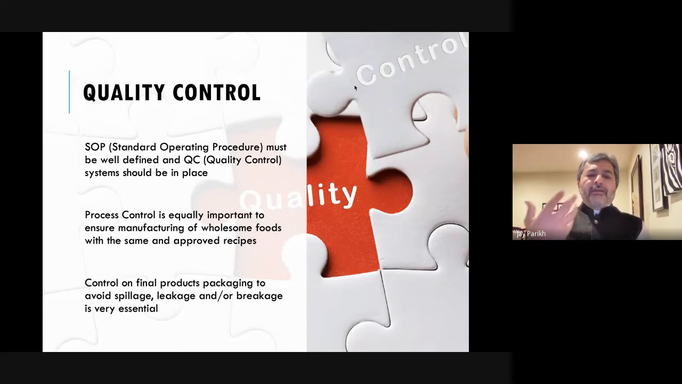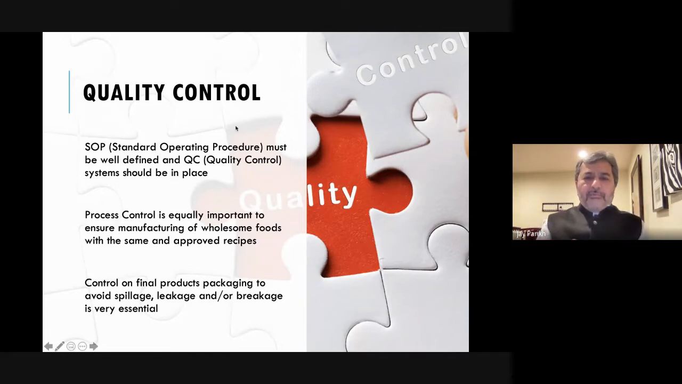Control on the final product packaging. The packaging should be such that it is not breaking the product, having any kind of spillage or leakage, and you are giving the product the way it came out of your factory.